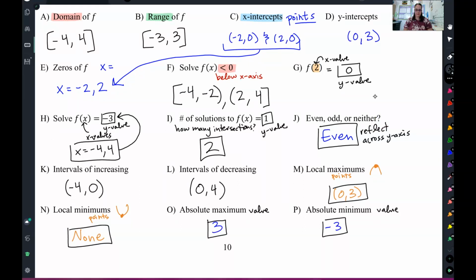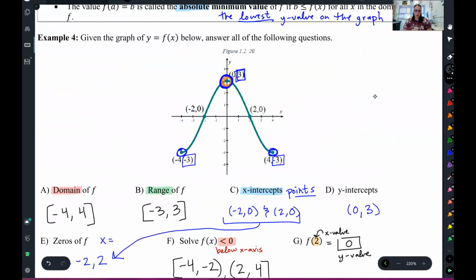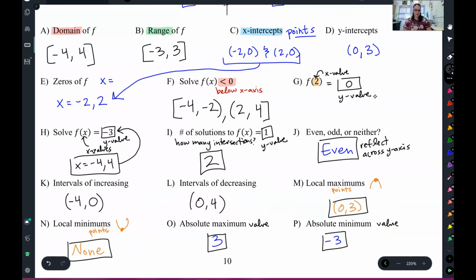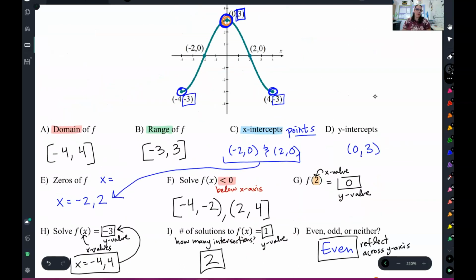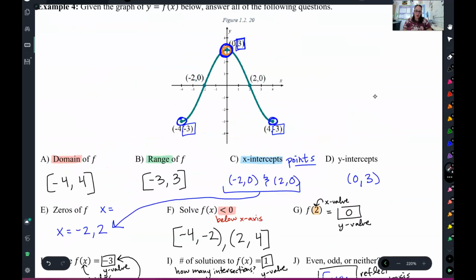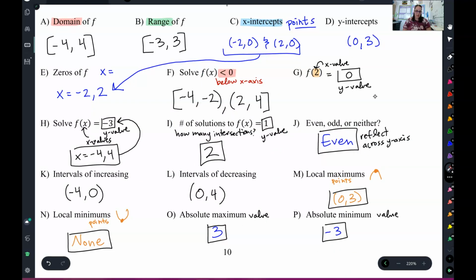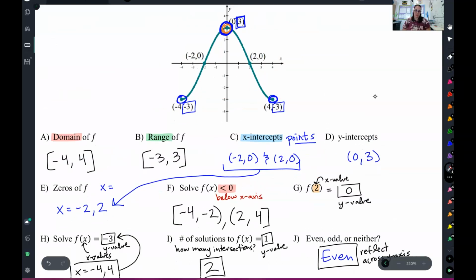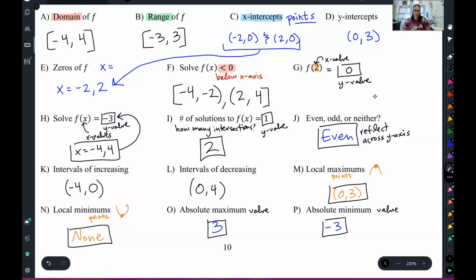Let's see how you did. So we want local maximums first. Those are our hills. I have 1 hill there. I want the whole point. So (0, 3). Local minimums are valleys. I do not have any valleys in this graph. So local minimums, none. Absolute maximum, the absolute highest y value is right there at the highest y value of 3. There we go. Absolute minimum y value is absolutely the lowest y value. That is right there at -3. That's the y value that is the lowest.